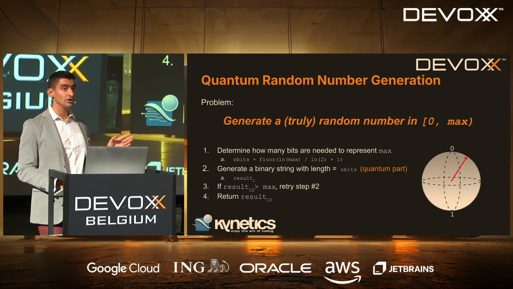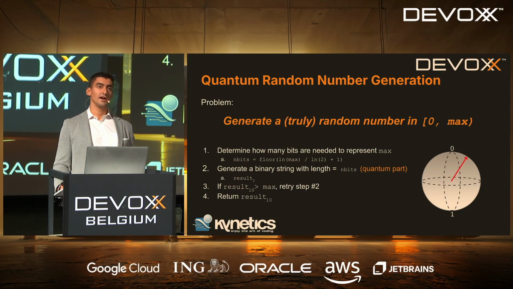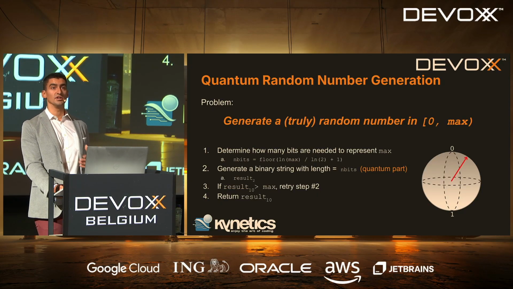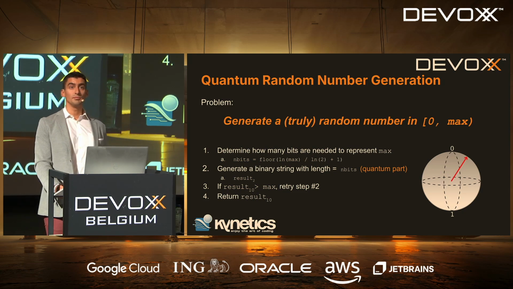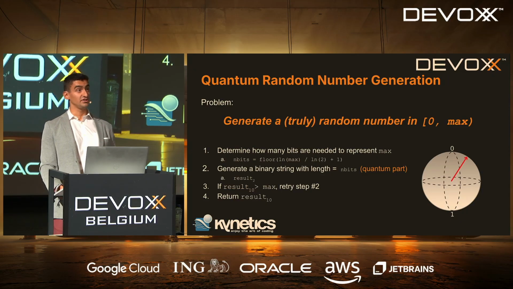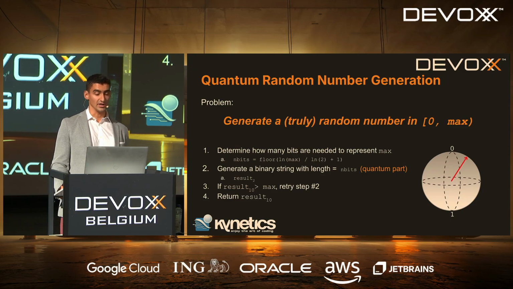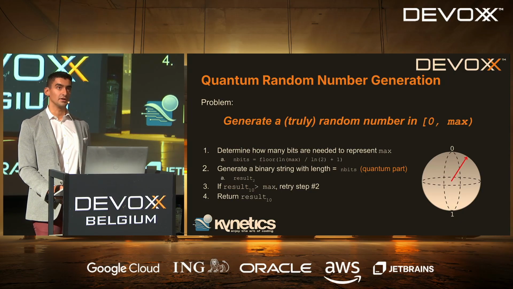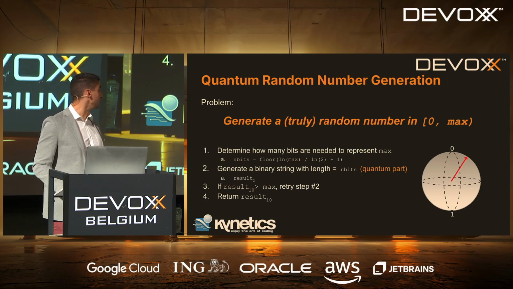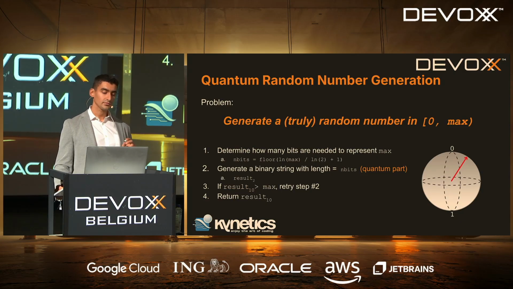The first thing we're going to do is to determine how many bits we need to represent our number. For example, if our maximum value is 10, then we'll need 4 bits. Because with 4 bits, we can represent the positive integers up to 15. Okay, with 3 bits, up to 7, so we need 4 bits. This is the classical part. Easy enough. There is a formula to do that. It's very easy.